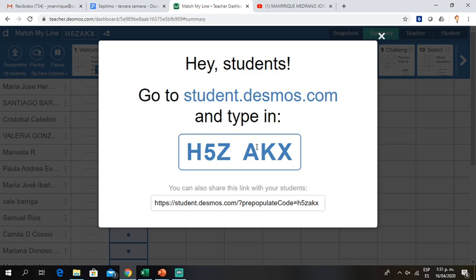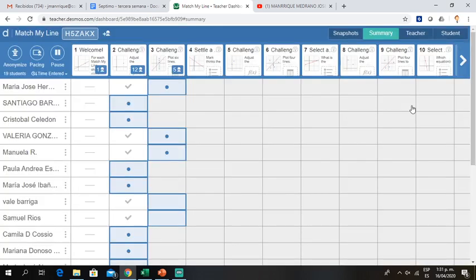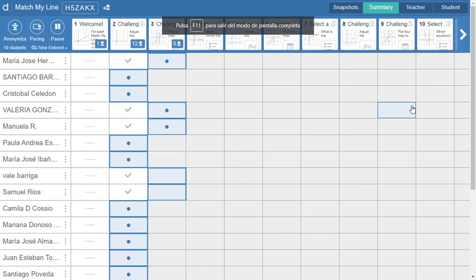I'm going to close the window and maximize the window.